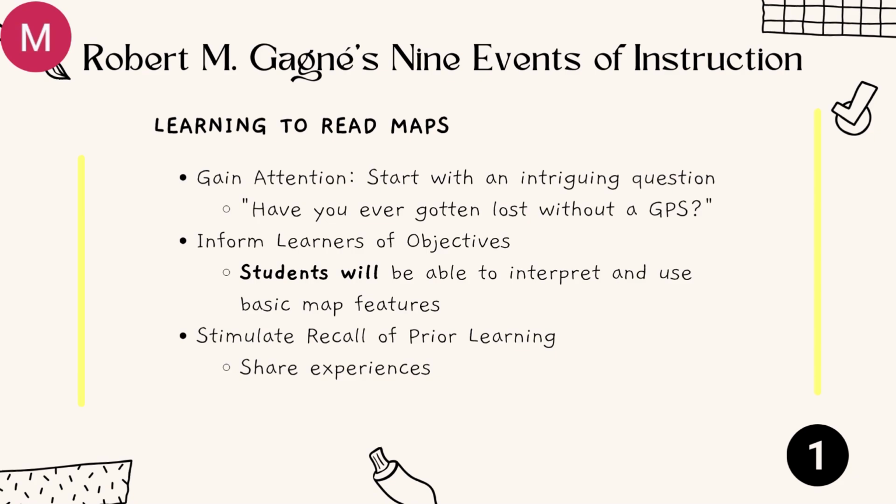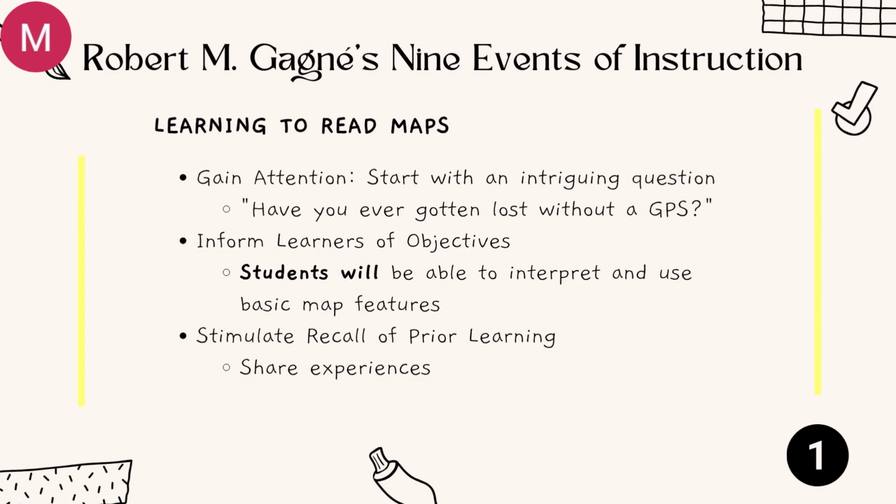The instructional model that I decided to take a deeper look at was the 9 events of instruction. Something I'll be teaching in social studies this year is teaching my students how to read maps. So I started with gaining attention and starting with an intriguing question. Have you ever gotten lost with GPS, without GPS? And this draws attention to the importance of map reading skills. Everyone has access to technology, but sometimes that technology fails us.